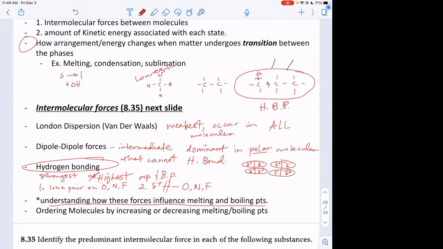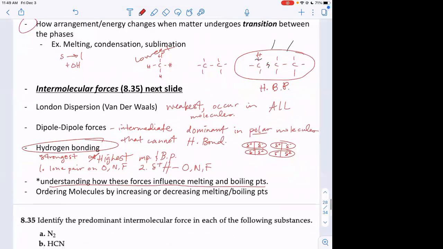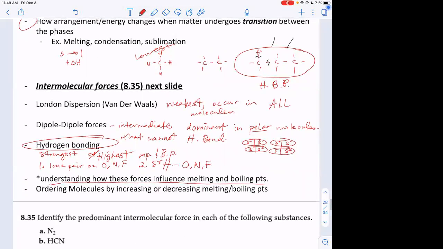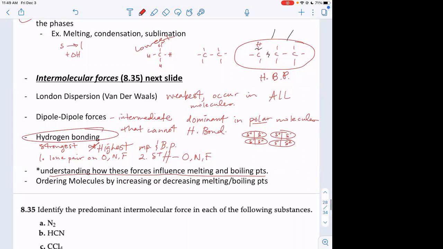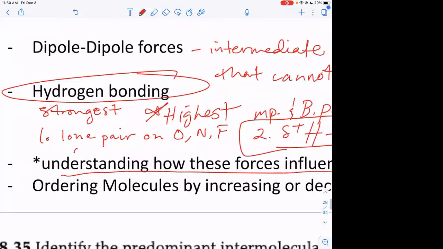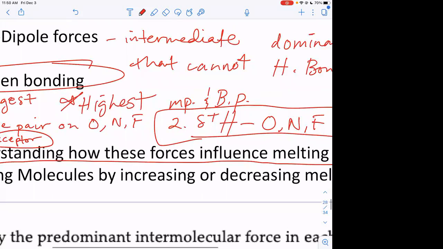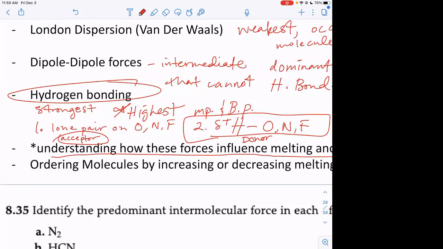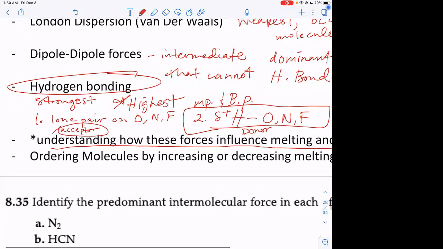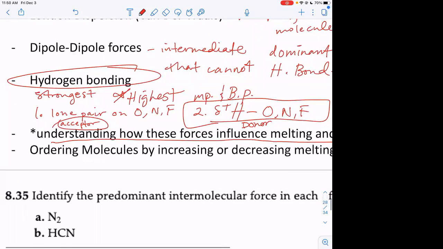Okay, but here you're just comparing nonpolar molecules. This is a positively polarized hydrogen that's bonded to an oxygen, nitrogen, or fluorine. And remember, we call the lone pair the acceptor, and this is the donor. So you could simplify it. If I asked you specifically on the exam, you could say they have to have a donor and acceptor. That's kind of the easy way to summarize it.